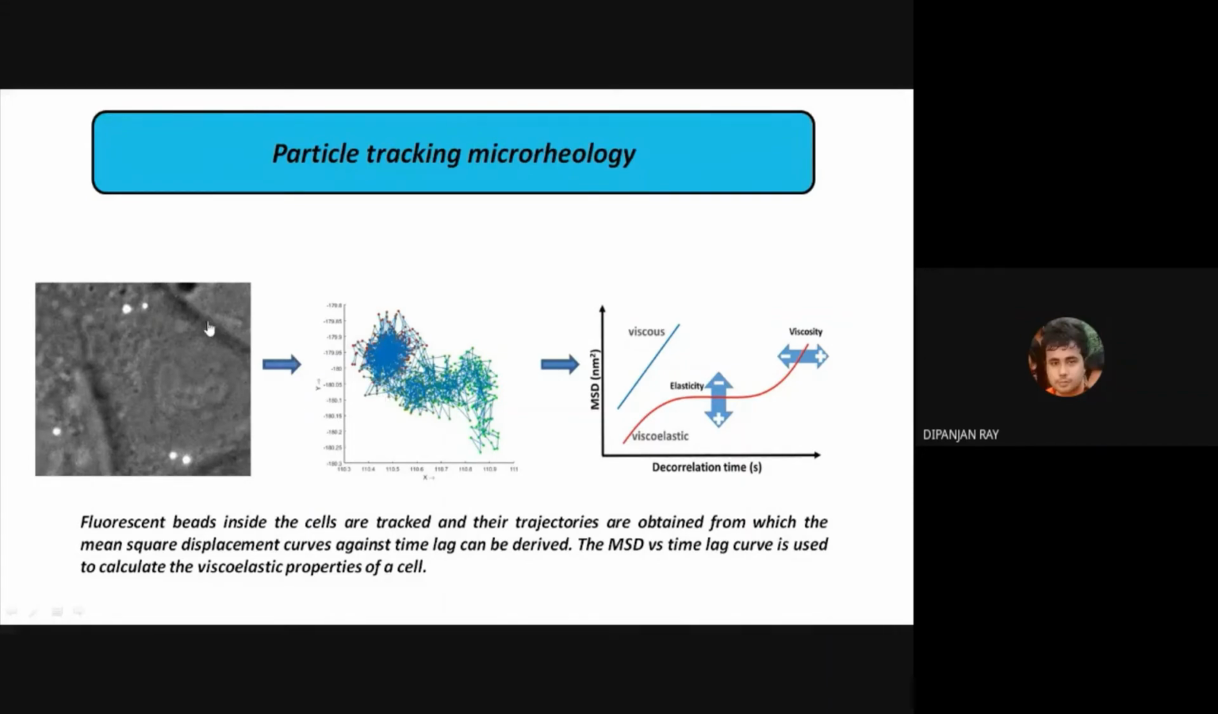I have tracked the movement of the beads for 20 seconds, and then I have plotted the trajectory of the beads, and using a code, we can convert this trajectory of the bead into an MSD curve. MSD curve means mean square displacement curve, and just by looking at the MSD curve, one can get an idea about the viscoelastic properties of a cell cytoplasm.